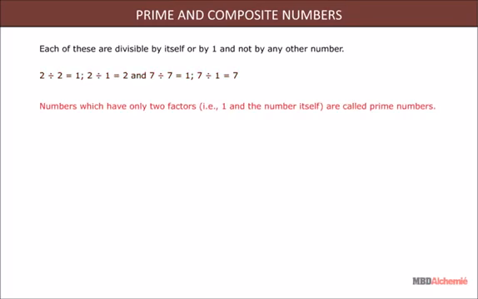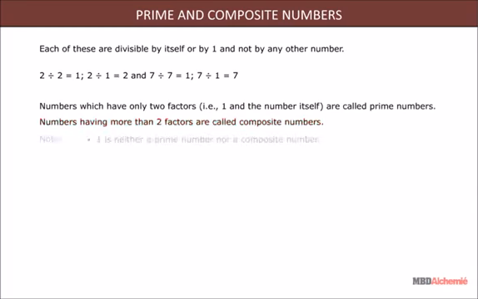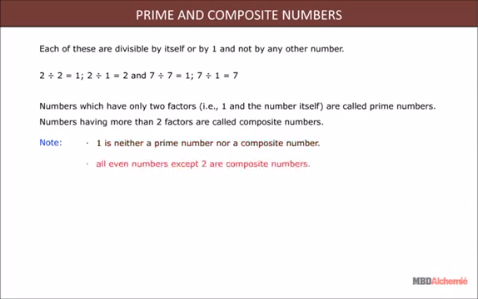Numbers which have only two factors, that is 1 and the number itself, are called prime numbers. Numbers having more than two factors are called composite numbers. Note: 1 is neither a prime number nor a composite number. All even numbers except 2 are composite numbers.